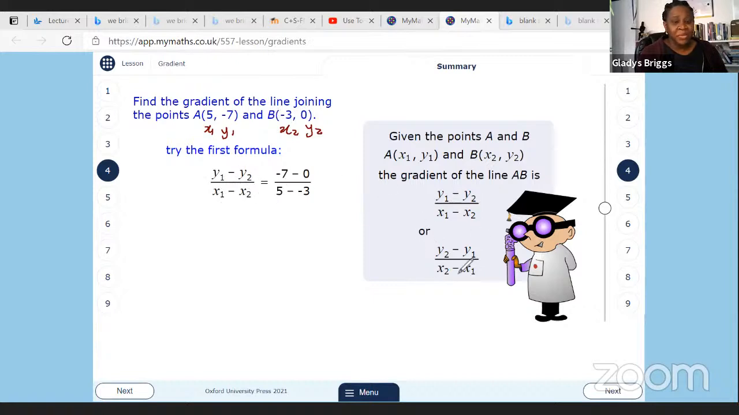It can be either way, but what you have to bear in mind is if you decide to start with y1, then it has to be y1 minus y2 over x1 minus x2, yeah? You can't do y1 minus y2 over x2 minus x1, yeah? So you have to bear that in mind. Remember that.